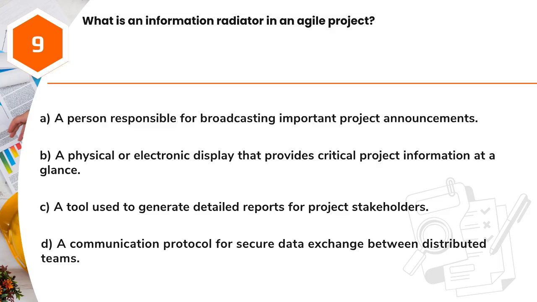Question 9. What is an information radiator in an Agile project? A. A person responsible for broadcasting important project announcements. B. A physical or electronic display that provides critical project information at a glance. C. A tool used to generate detailed reports for project stakeholders. D. A communication protocol for secure data exchange between distributed teams.